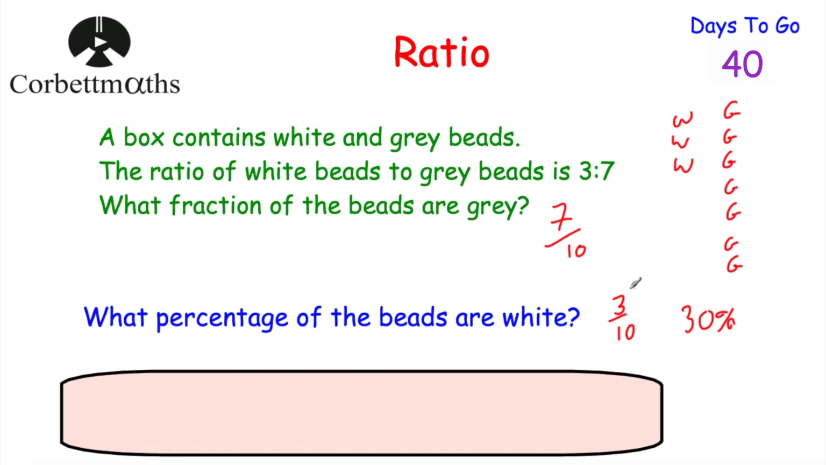Or you could just say, well, 3 tenths is 30%, because you might just know it off by heart. Or you could do 3 over 10, and then change it into 30 over 100, and so on. But the question said, what percentage of the beads are white? That is 30%, because 3 tenths of them are white. If the question said what percentage of the beads are grey, that would be 70%.